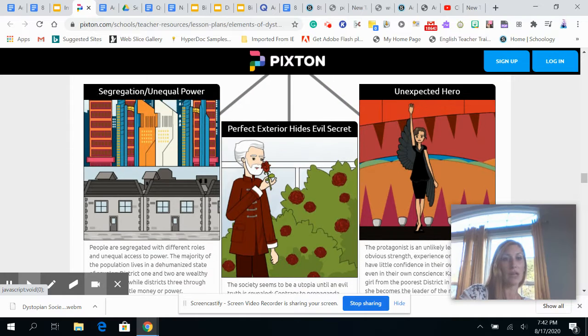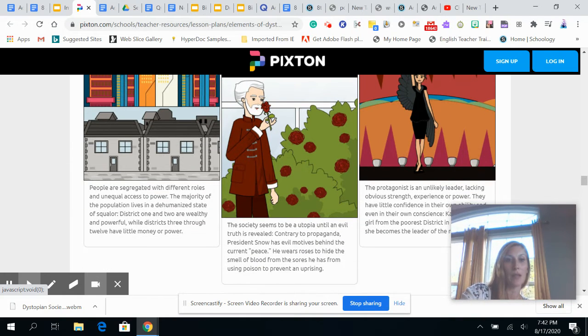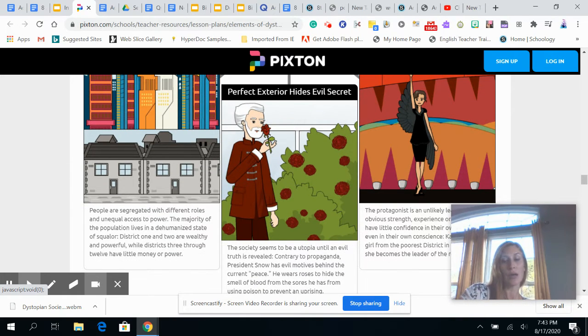Then over here, segregation or unequal power. If you've seen or read Hunger Games, you know that you have the capital, and the people in the capital are very wealthy. They live very extravagant lives. They take most of the resources of the rest of Panem. And then the other districts are the opposite. They're very poor. They are oppressed and subjugated. It's basically their job to cultivate the resources to be sent to the capital so they can live, like I said, an extravagant life.